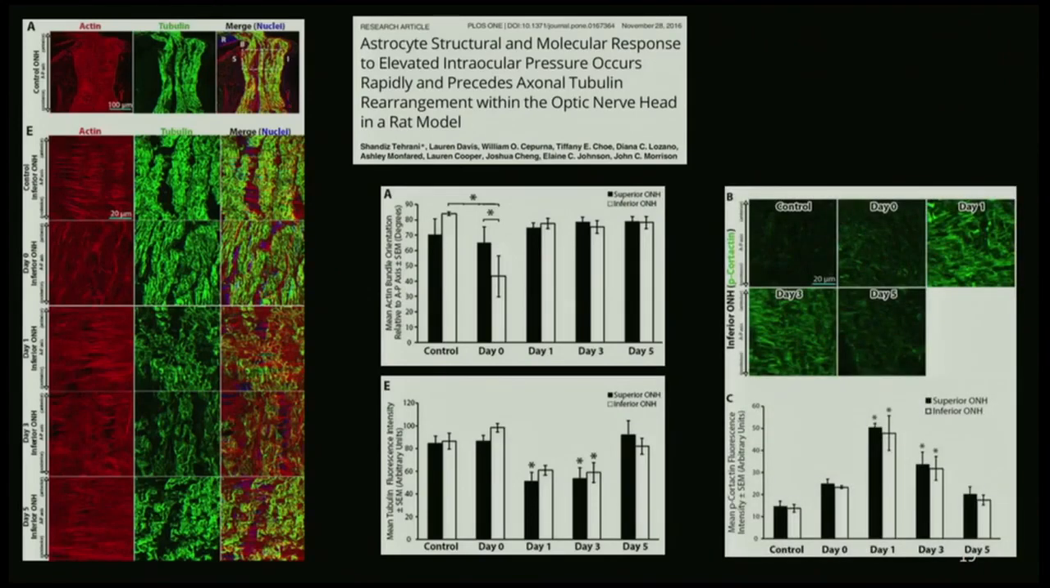And we looked at other markers of actin dynamics within the nerve head. This one happened to be phosphorylated cortactin, which is important in actin dynamics and integrin dynamics. And there's very little phosphorylated cortactin in controls, but as soon as we elevated the IOP by day 1, the phosphocortactin was elevated. It stayed up on day 3 and then normalized on day 5.